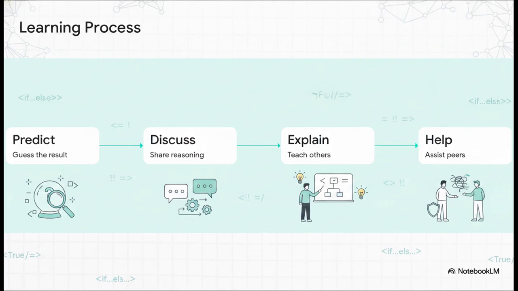As you go through the coding exercises, you need to follow these 4 steps. First, predict the result of the code before you even run it. Second, discuss your reasoning with your buddies. Third, explain the concepts out loud, because let's be real, teaching completely deepens your own understanding. And finally, help classmates who are struggling. This collaborative process is exactly how professional developers work in the real world.